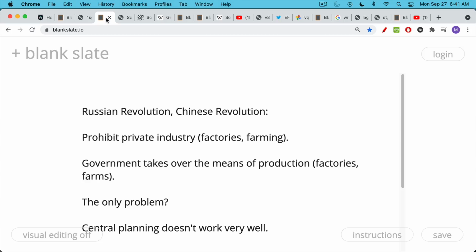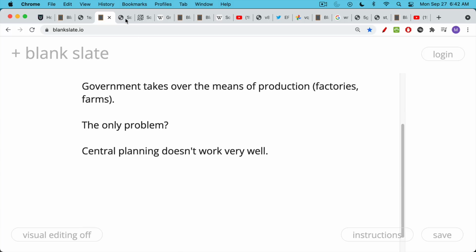The government takes over the means of production, which is sort of the Marxists speak for it. They take over the factories, the farms, and then they start to prohibit private industry. You can't run a private factory, you can't run a private farm. And this is sort of in more traditional industrial societies where you basically have factories after the Industrial Revolution and you have various forms of farming. So this was the traditional playbook for communist/socialist revolutionaries. The only problem with this is that central planning does not work very well.